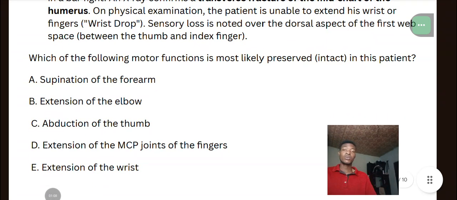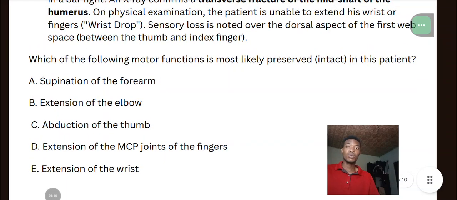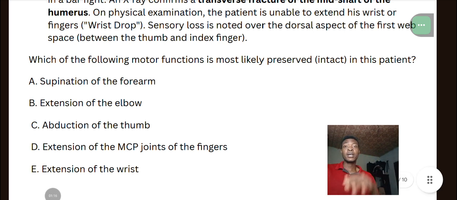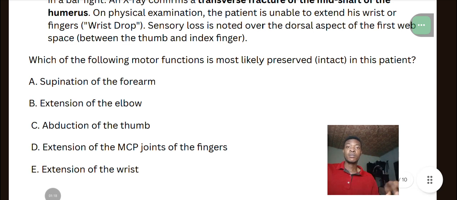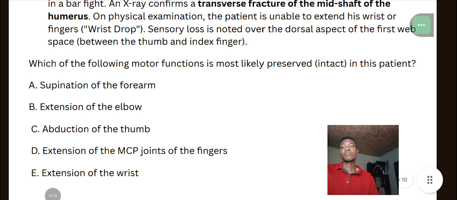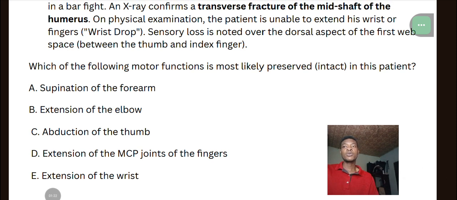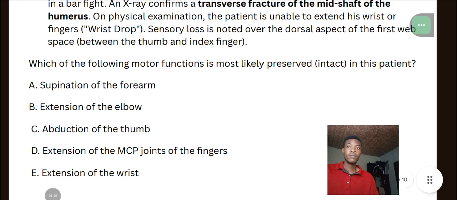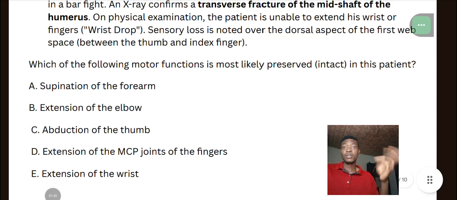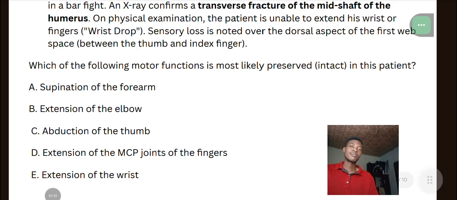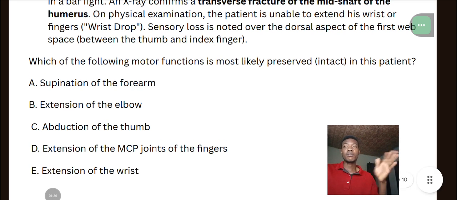Abduction of the thumb is controlled by the abductor pollicis longus, which is innervated by the posterior interosseous nerve of the radial nerve, right? So it is very affected. Now A says supination of the forearm. Supination of the forearm is controlled by the supinator, okay? And the supinator is supplied by the radial nerve, deep branch of the radial nerve to be precise, and it is going to be affected because it is distal to the site of injury.